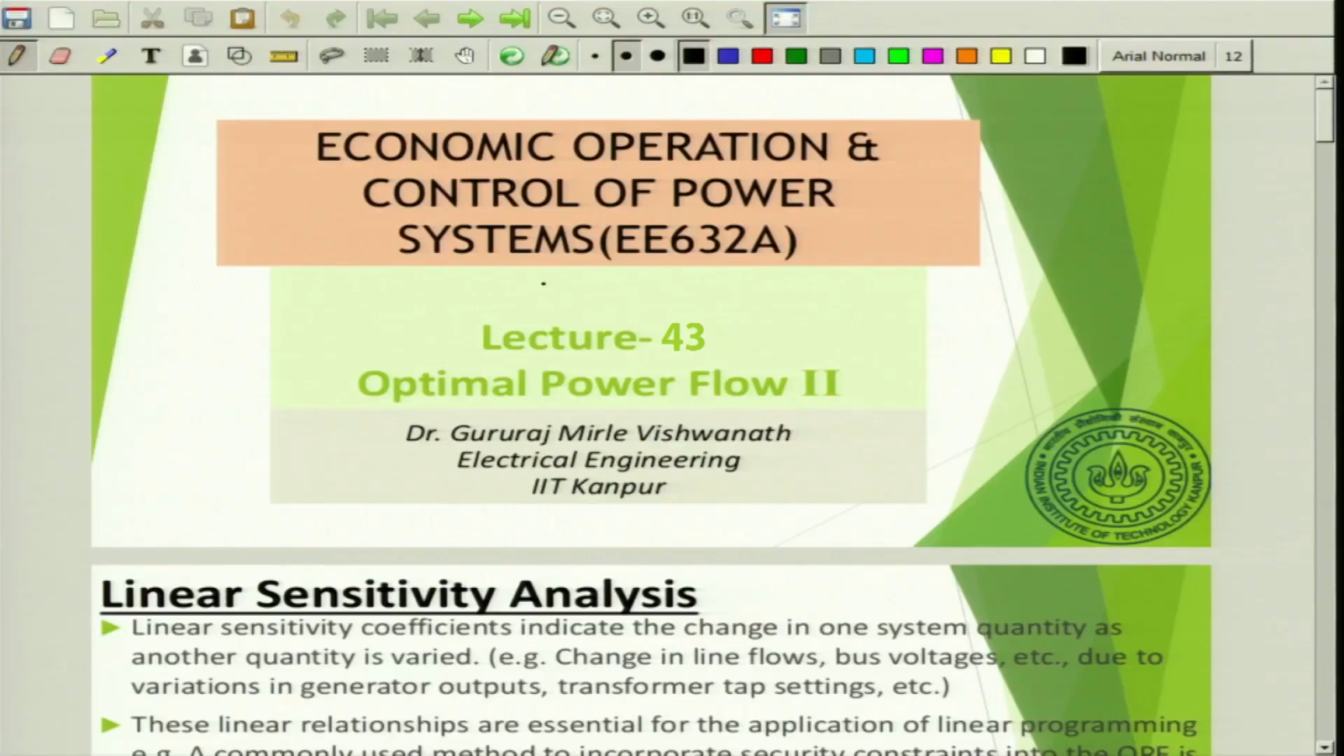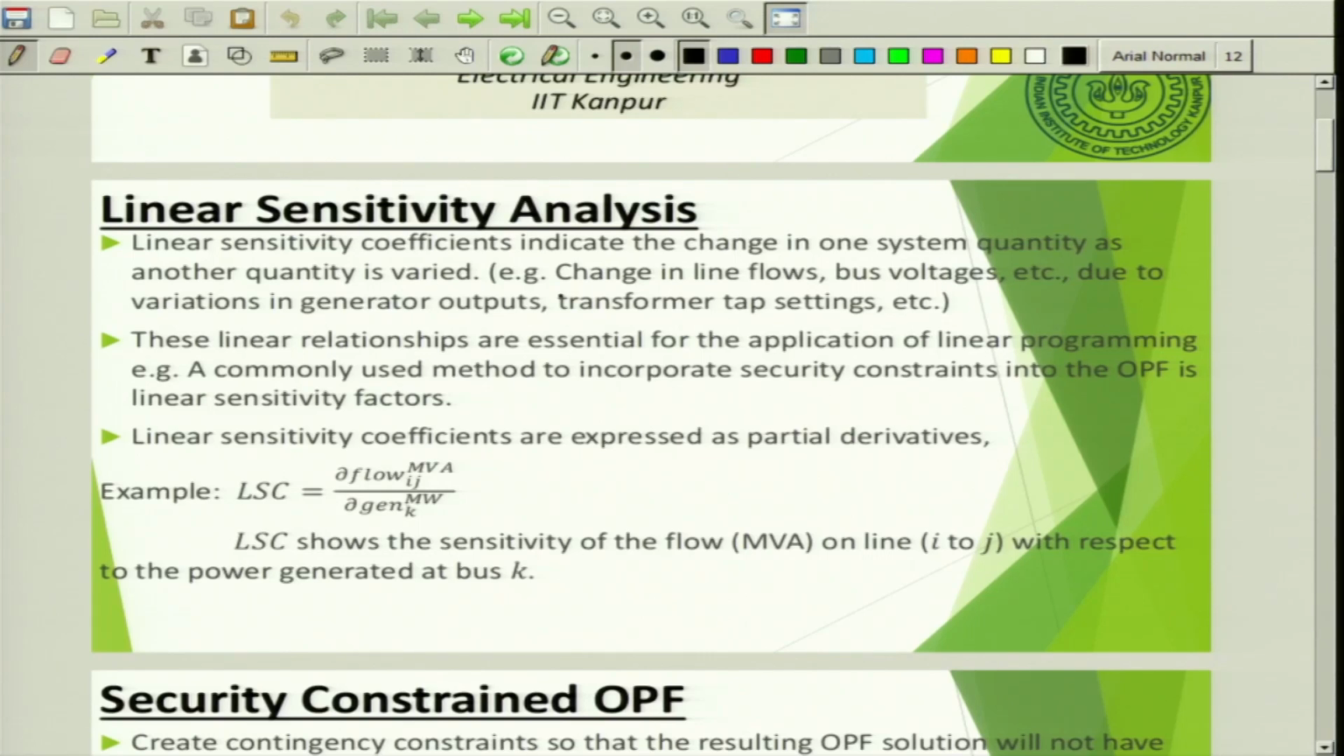Today we will continue our discussion with respect to optimal power flow. So, I will give you an overview about linear sensitivity analysis. Linear sensitivity coefficients indicate the change in one system quantity as another quantity is varied. Because it is a power system, there are a lot of dependent variables and independent variables. So, a change in one system quantity will affect another quantity in the system. For example, change in line flows, bus voltages, etc. due to variations in generator outputs, transformer tap settings and so on and so forth.